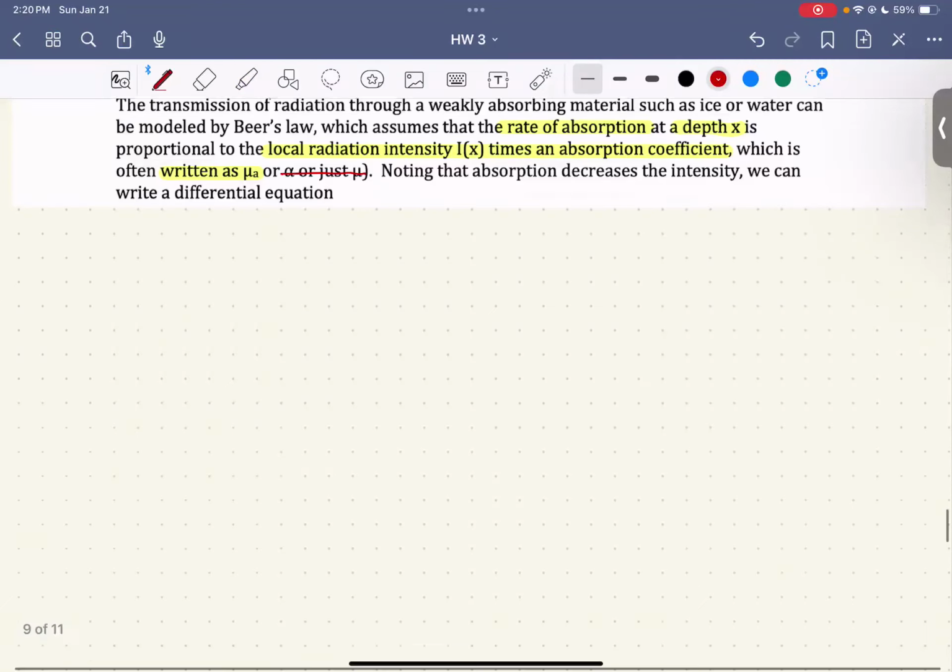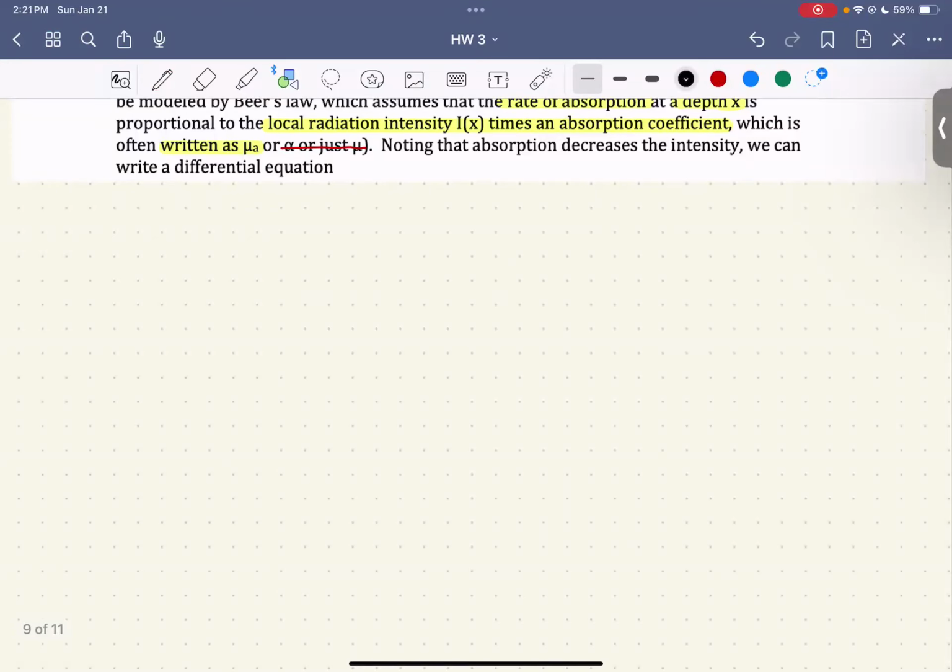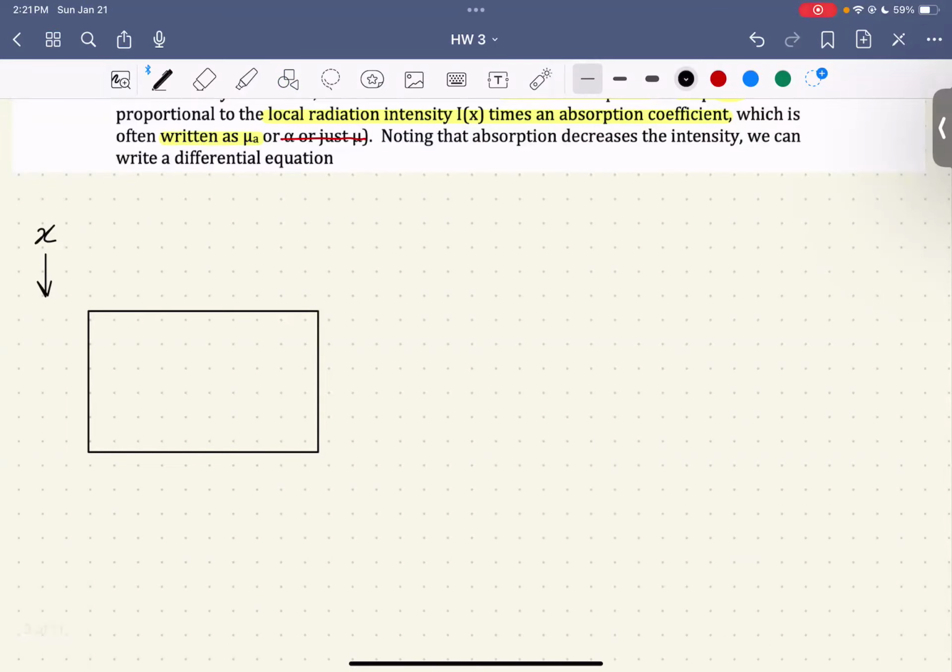So if I were to draw my meat or any object, we're going to just model that as a box. You can think it has some width into the page. And we're going to note that our x is going downwards, so the positive direction is going downwards. And now we have some radiation, microwave radiation, going downwards into this meat, and then it continues onwards through these layers of thickness.